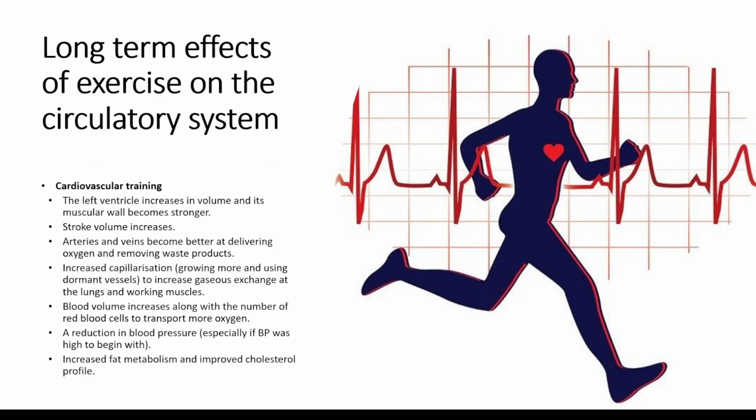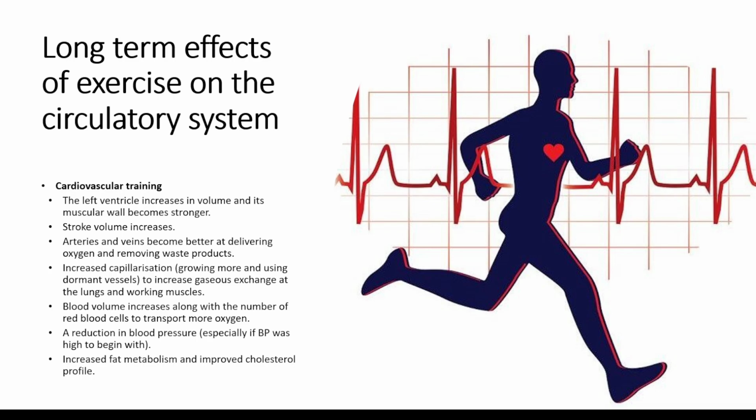Couple more slides now. So some of the long-term effects of exercise on the circulatory system. So basically, how does exercise benefit us? What you'll notice on the left there is it says that the left ventricle increases in volume and its muscular wall becomes stronger. So basically, we're now able to push more blood out of the heart. If we can push more blood out per beat, that means more oxygen, more nutrients. It's going to be better for the body. Stroke volume is going to increase. Arteries and veins are going to be better at delivering oxygen and removing carbon dioxide.